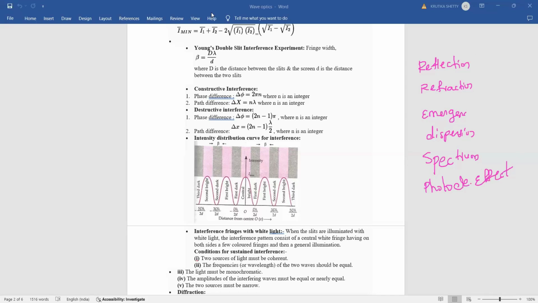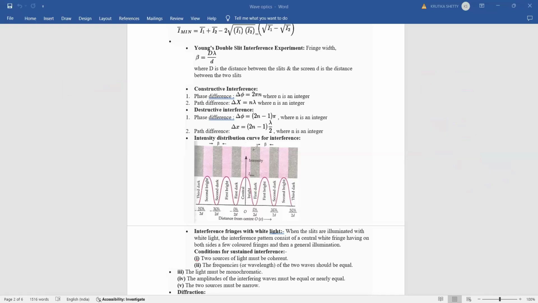In this chapter we are studying three phenomena. The first one is the interference of light. Then we have the diffraction of light and the polarization. So first let us discuss the interference of light. In this also some parts are deleted, like in Young's double slit experiment, the main derivation is deleted, so we have only the remaining part. First we will discuss what is meant by the interference of light.